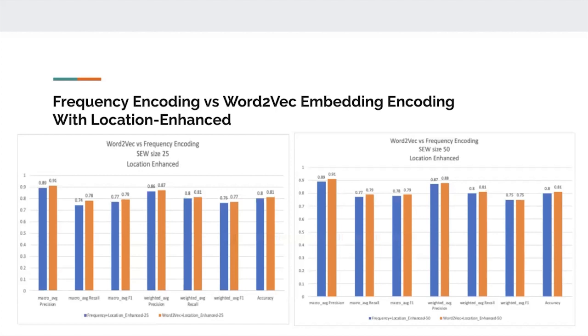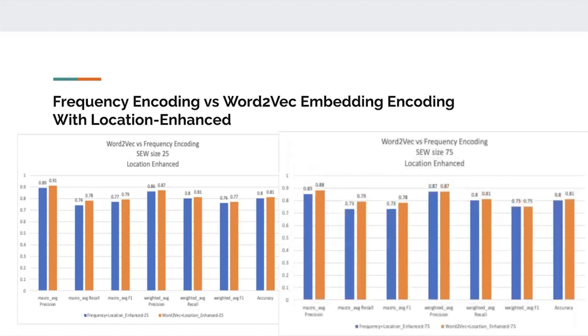Next, we compare the two different sequence encoding methods under the location-enhanced condition. As we can see, although Word2Vec can still improve the overall performance, because for most of the metrics the orange bars are still better than the blue bars, the magnitude is very small. The reason is that the location-enhanced method has already improved the performance of frequency-based encoding.